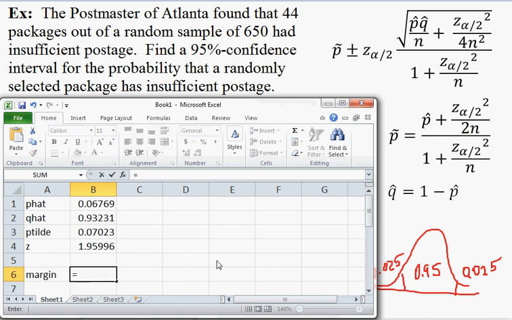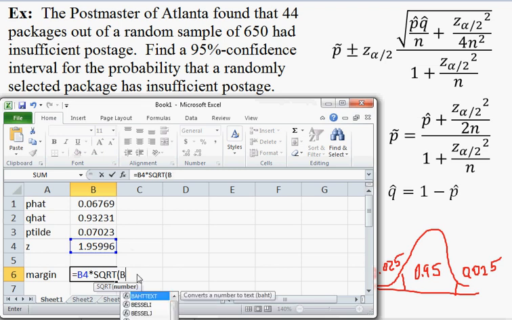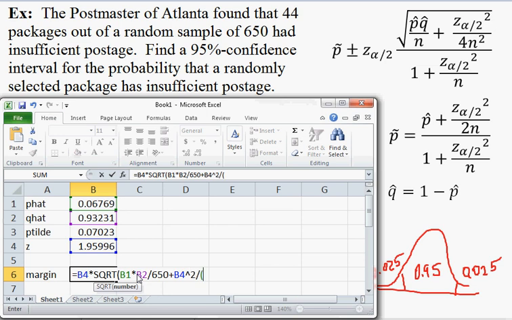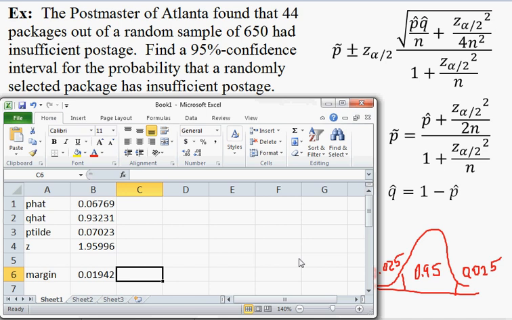Finally, the margin of error will be equal to the Z value, B4, times the square root of, well, I need P hat times Q hat, so B1 times B2 over n, 650, plus Z squared, which is B4 squared, divided by 4 times 650 squared, all divided by the same denominator that we had in the formula for P tilde, which is 1 plus Z squared, B4 squared, divided by 650. So that is the formula for the margin of error, which is 0.0194.